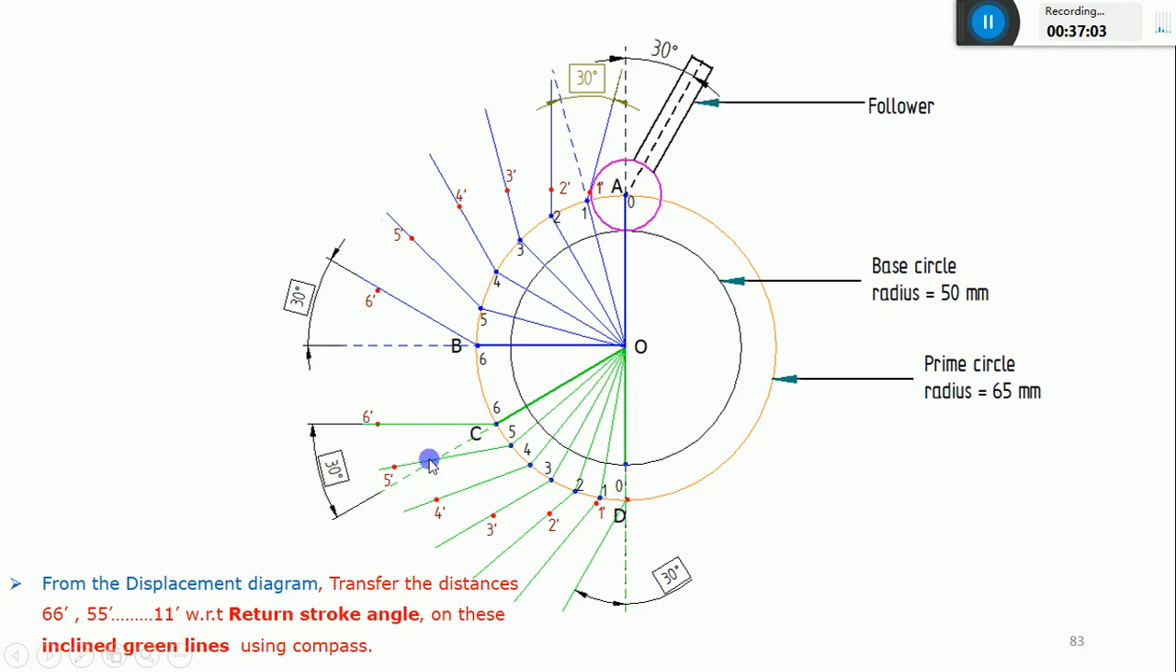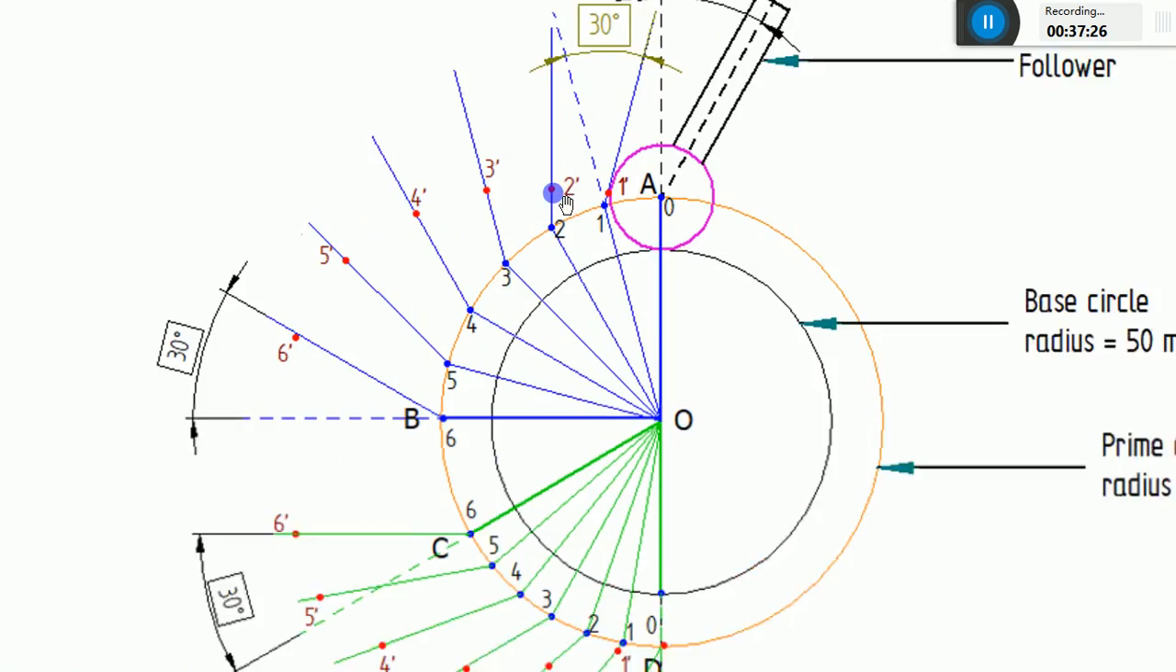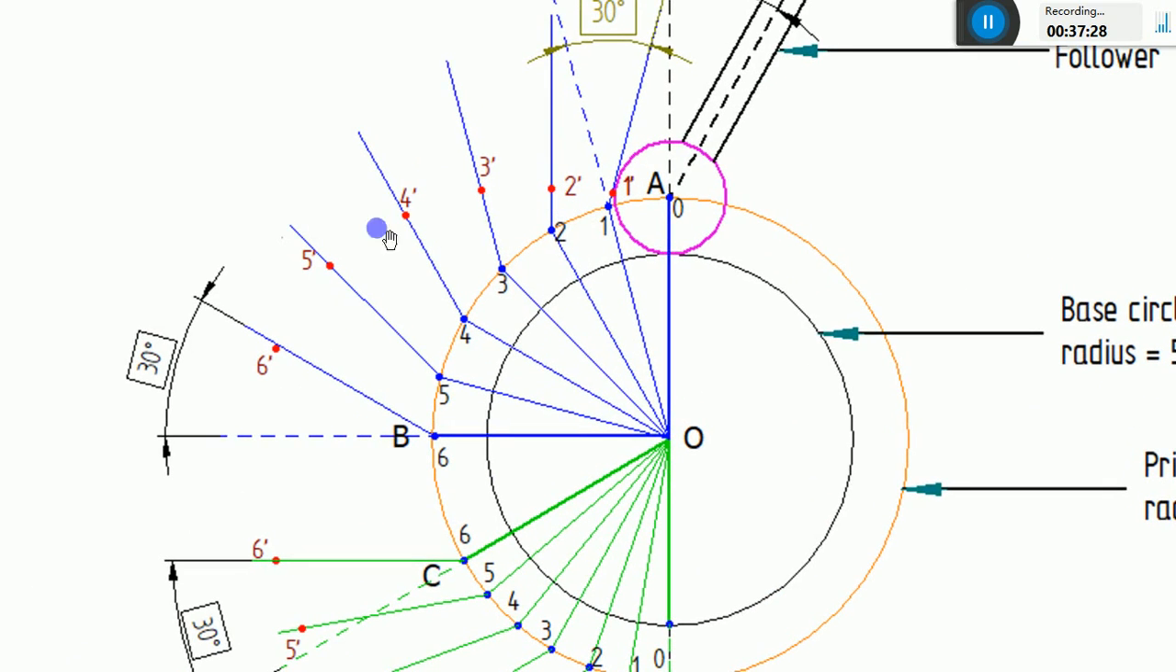If you want, you can zoom in. Just take the reference as 6. Just cut an arc 6 6 dash, 5 5 dash, 4 4 dash up to last. This will be the last point. So after getting all these 12 points, that is 1 dash, 2 dash, 3 dash to this 0, just take these intersection points as a center, and indicate the roller with a radius of 15 mm.